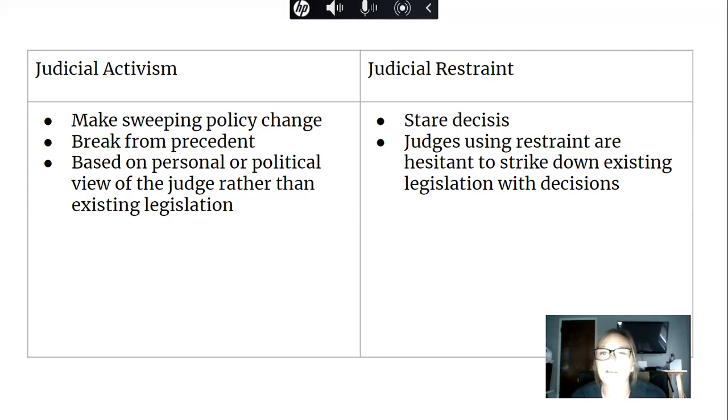Okay, judicial restraint, on the other hand, when judges use stare decisis, let the decision stand, they're using restraint. And judges will use restraint when they are hesitant to strike down existing laws. So some judges just literally believe that some things, depending on what kind of general topic the case falls under, should be left to the legislative branch, and that they don't want to create new legislation or new policies by their decision that they're making in the federal courts. So if they kind of stick with precedent or stick with prior decisions and how they were made, they're going to use judicial restraint.